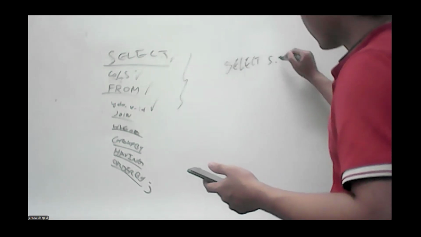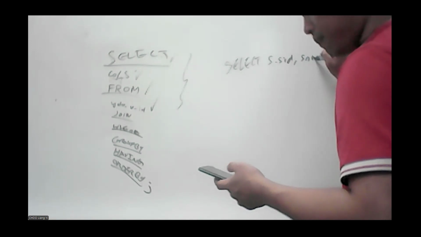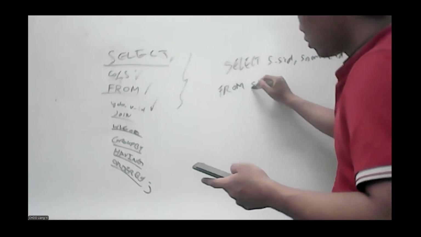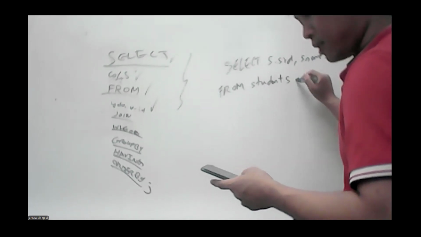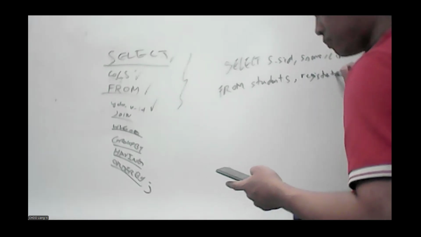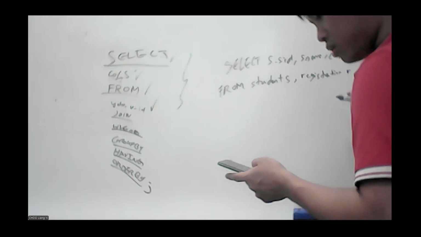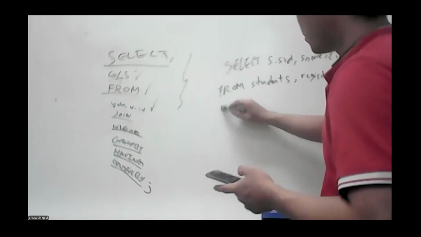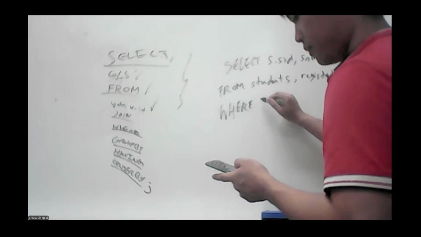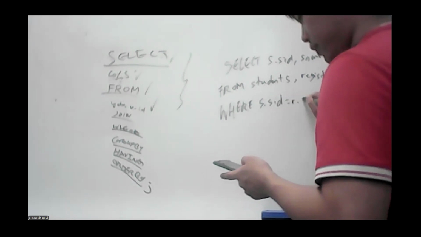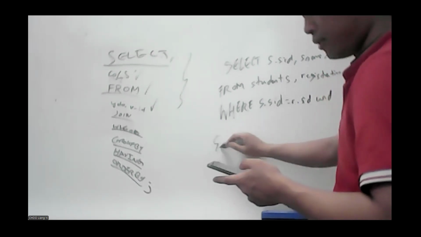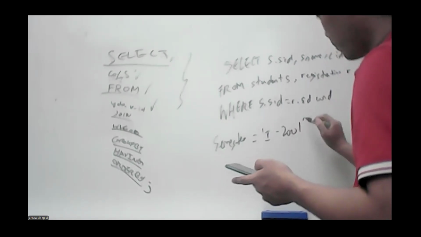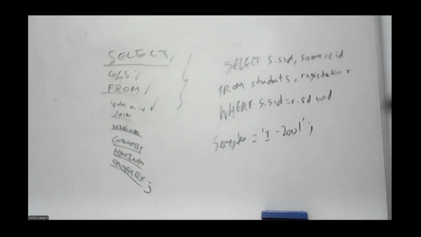Select s.sid, s.name, cid from student s, registration r, where s.sid equals r.sid and semester equals to I 2001. This one you don't understand yet. Don't care, later I will explain.